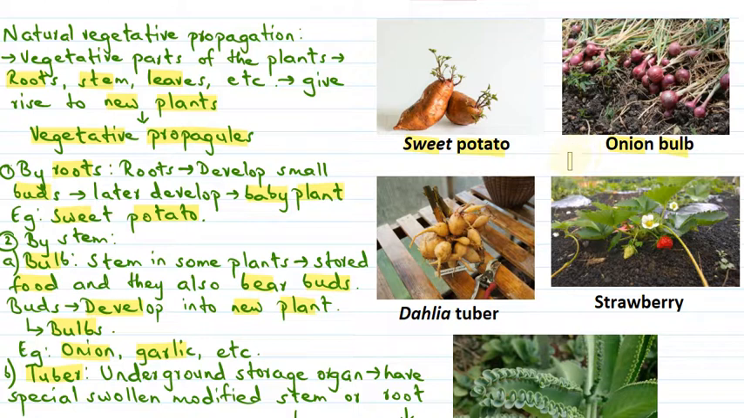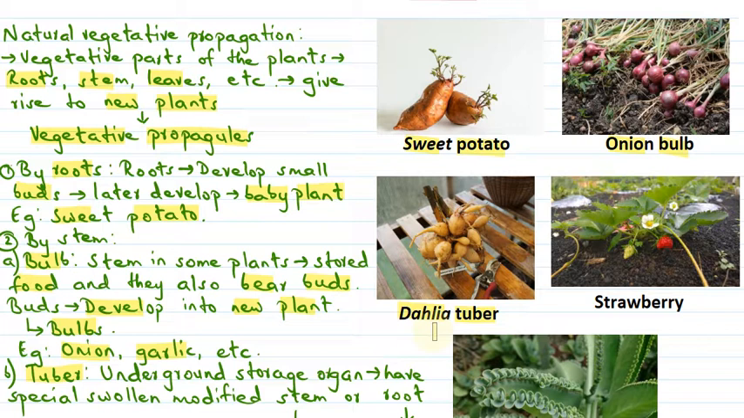Then we discussed tuber. Here we can see the tuber of dahlia. A tuber is an underground storage organ that has a specialized swollen modified stem or root. Modified stem can be found in potato. So potato has stem tuber, whereas in case of dahlia, these are root tubers. Then we talked about runners.